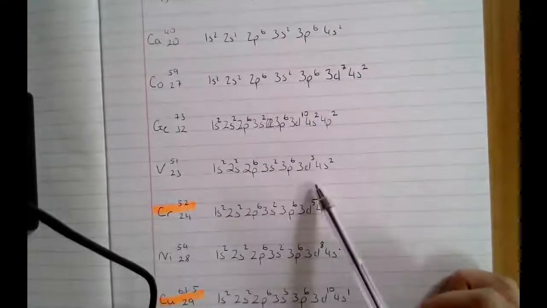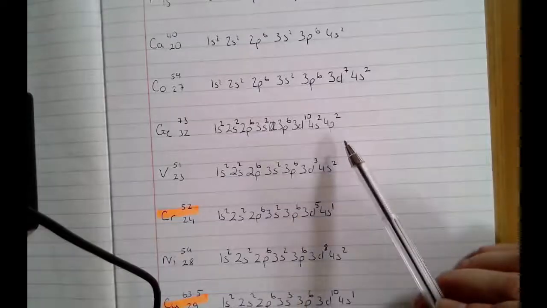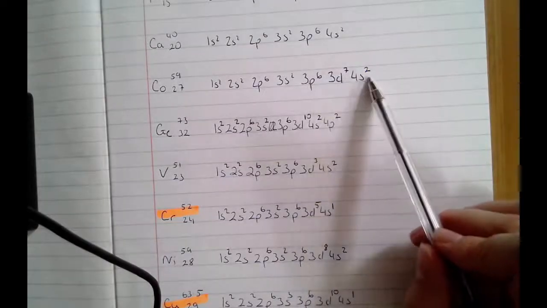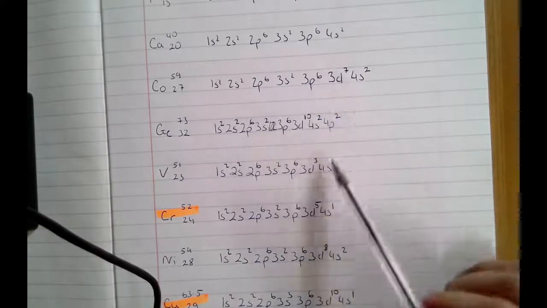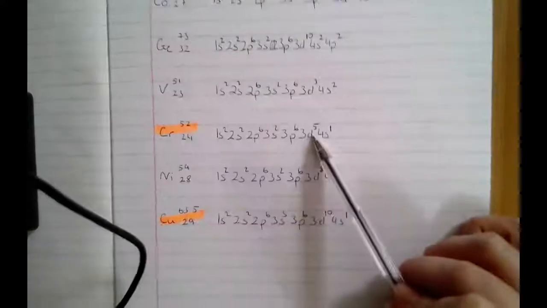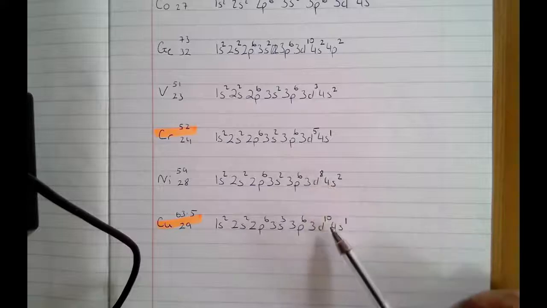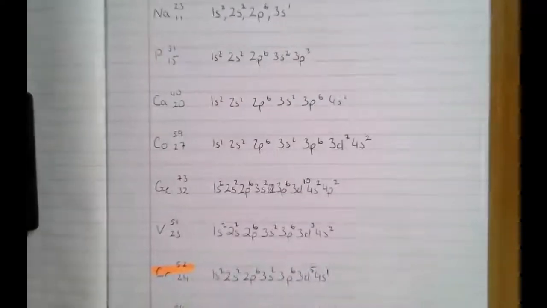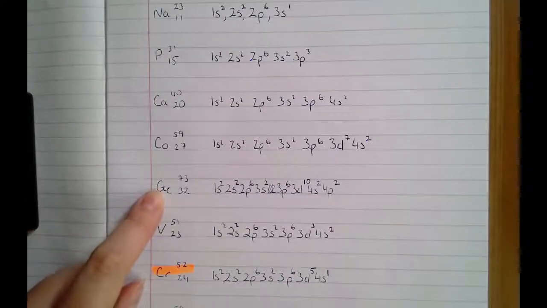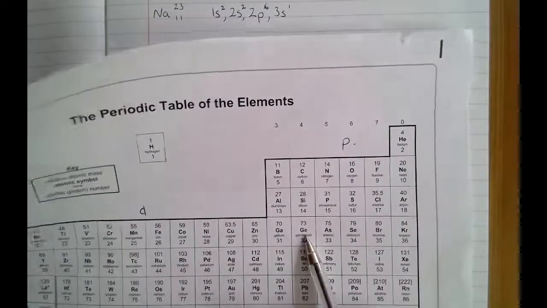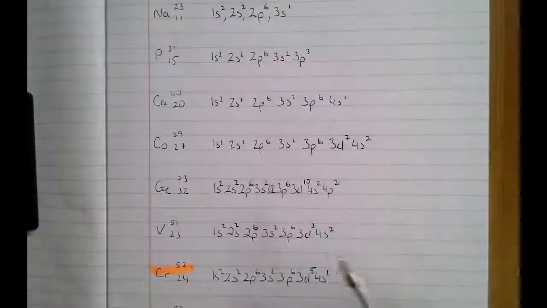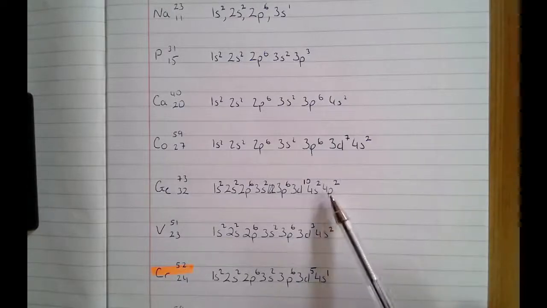Cobalt, germanium, vanadium, they're all d blocks. Remember, d is higher in energy than 4s, so your highest occupied is 3d: vanadium 3d, chromium 3d, nickel 3d, and copper is also 3d. Sorry, I think I mentioned germanium there as a d block. It is in fact a p block. It's just over here, so it's in group 4, and you can see that germanium's highest occupied is indeed a p orbital.